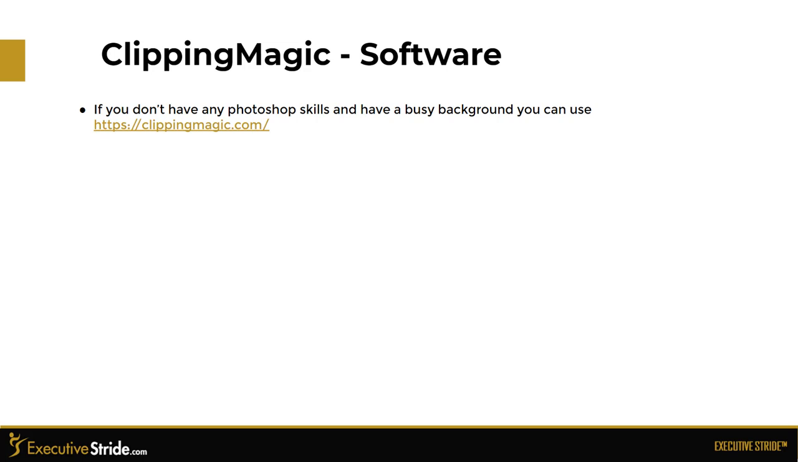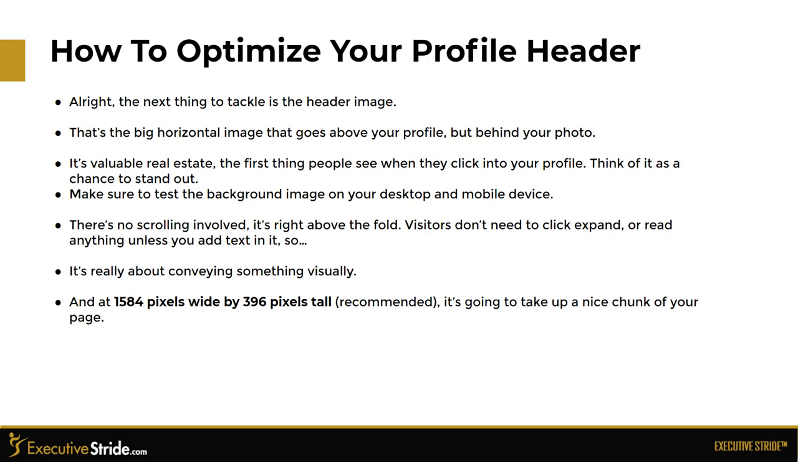And how to optimize your LinkedIn profile header. The next thing that we're going to tackle is the header image, and that's basically the big horizontal image above your profile but behind your photo. It's valuable real estate, and it's the first thing people see when they click on your profile. Think of it as a chance to stand out. So make sure to test your background image on desktop and mobile device. There's no scrolling involved, it's right above the fold, so visitors don't need to click expand or read anything unless you add text in it, so it's really about conveying something visually. And at 1584 by 396 pixels, it's going to take up a nice chunk of your page.